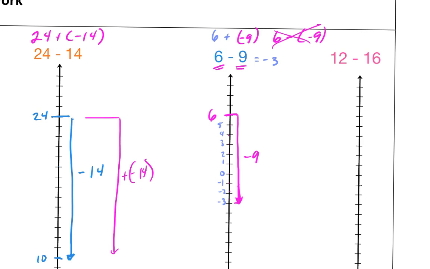So if we added negative 9, this is what it looks like to say we're subtracting 9. But if we're adding negative 9, that means we're still going to go down. We're adding 9 cold cubes. So this looks like adding negative 9. We get the same result.